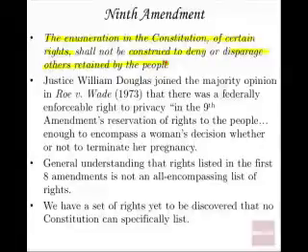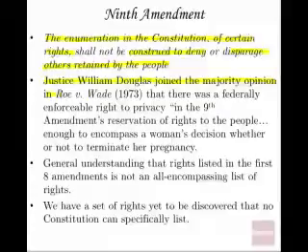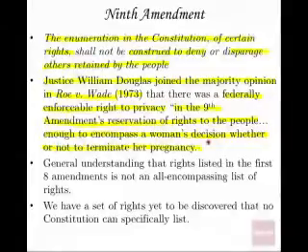doesn't mean that the right doesn't exist. And in fact, Justice William Douglas joined the majority opinion in Roe v. Wade, which was decided in 1973, that there was a federally enforceable right to privacy in the Ninth Amendment's reservation of rights to the people, and that was enough to encompass a woman's decision whether or not to terminate a pregnancy. So as it stands today, Roe v. Wade is currently the law of the land.